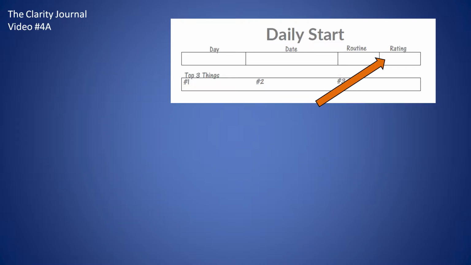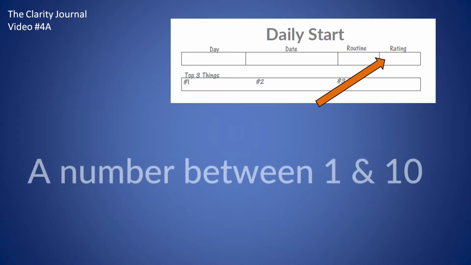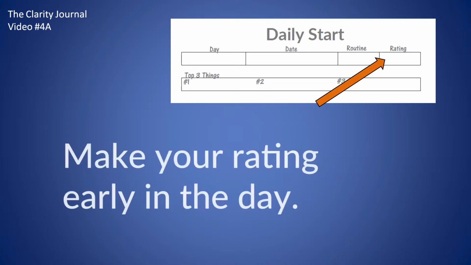Next we have the rating. You need to write a number between 1 and 10, and this should be done at the beginning of the day when there's still time for a course correction. If you start the day in a crappy mood and then make an assessment at the end of the day and conclude it was in fact a crappy day, well, that's not really accomplishing anything. The number you enter here points to your state of mind, and the subsequent questions you'll explore on this page is where you'll learn how to make corrections while the day is still young.